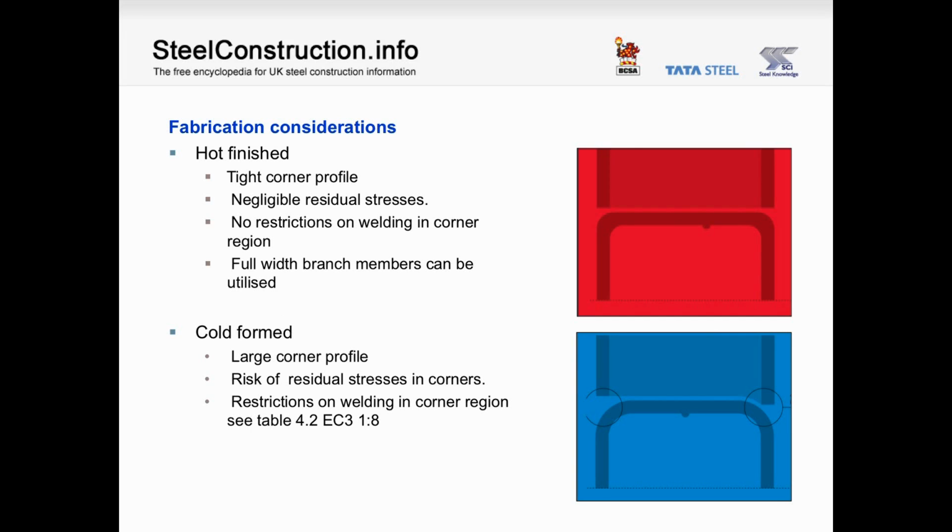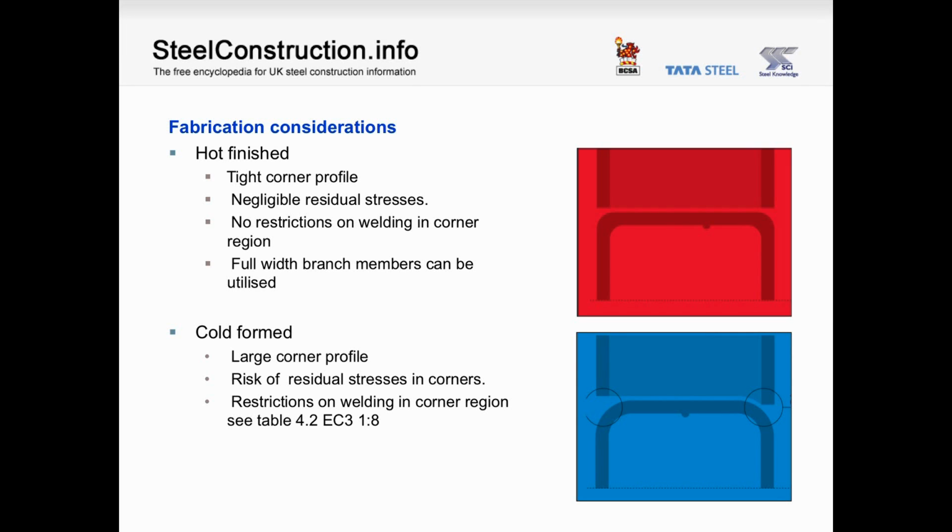If we now turn our attention to fabrication and consider the case of a tubular truss with internal bracings of the same size as the cord. The large corner radii on the cold formed product means that the fabricator is putting down more weld metal, possibly looking at multiple runs, or he could profile cut the bracings. Either way, it's additional fabrication and additional cost.